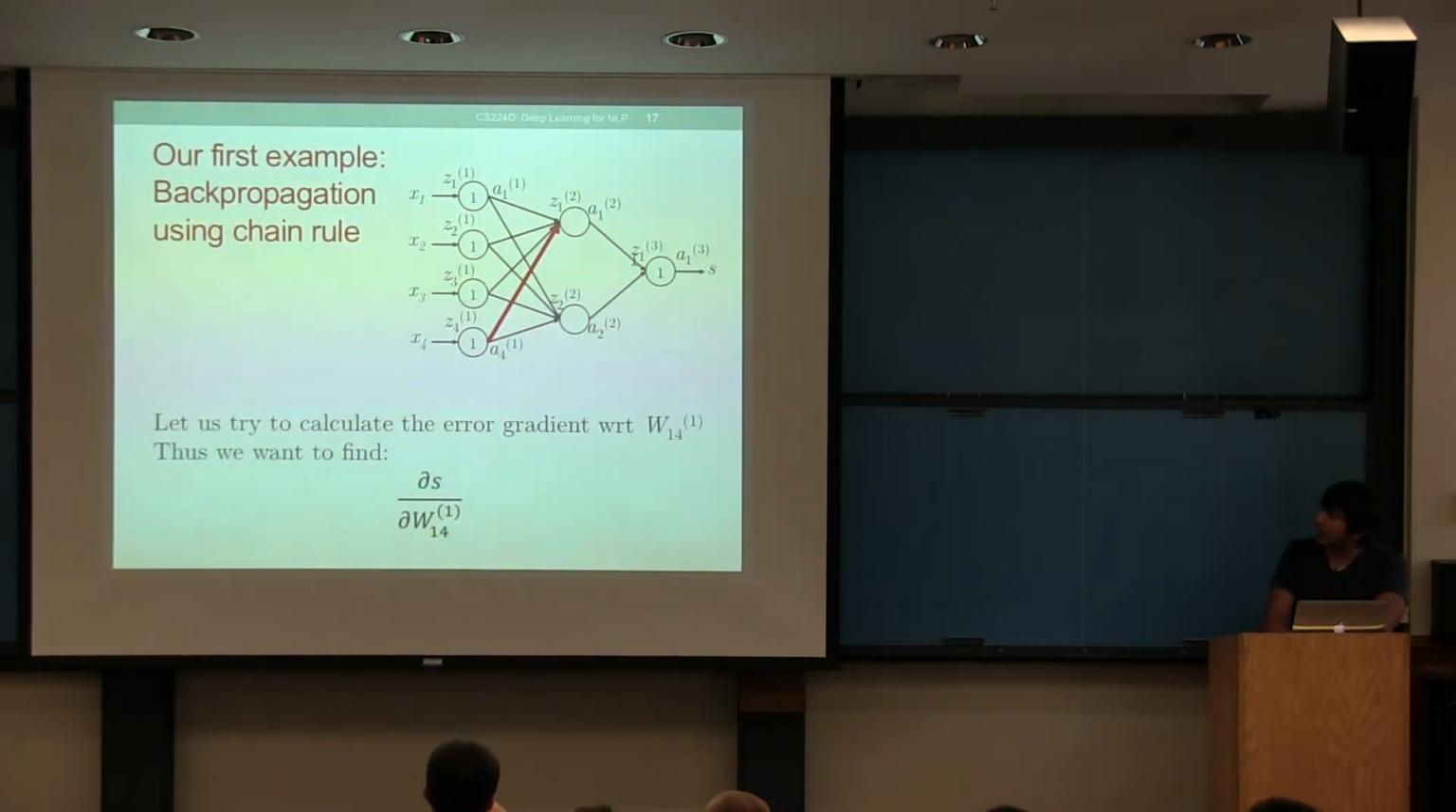So now I want to talk about doing a back propagation, and I particularly want to work on this parameter weight here, W14. So I've drawn it in red right here. I basically want to see if there's an error S propagating backwards, what would be the gradient with respect to this particular weight, the weight that connects A4 superscript 1 to Z1 superscript 2.